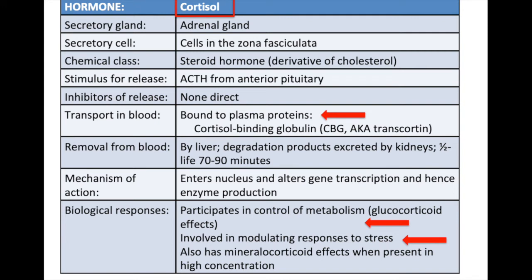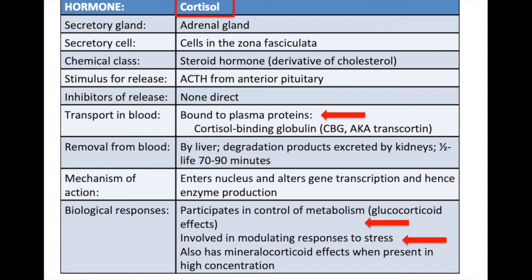So cortisol is released by the adrenal gland, by cells in the zona fasciculata, and it's a steroid hormone. It comes from cholesterol, like testosterone, like estrogen, like aldosterone. It's a steroid hormone, and it's insoluble as a result. It's stimulated by ACTH, and because it's insoluble, it's bound to cortisol binding globulin as it's transported through the blood. It has a half-life of about 70 to 90 minutes, and it's removed from the blood by the liver and then excreted through the kidney.